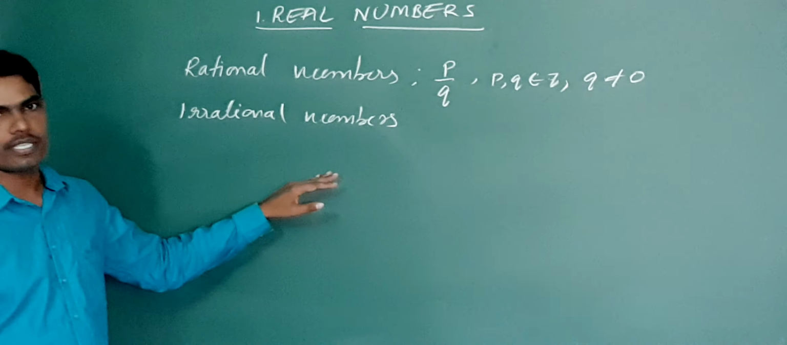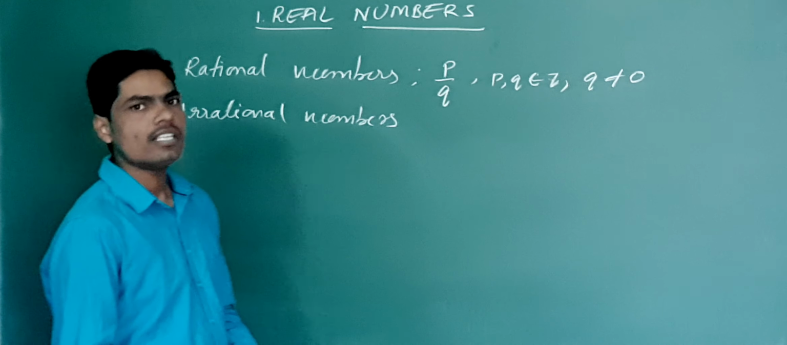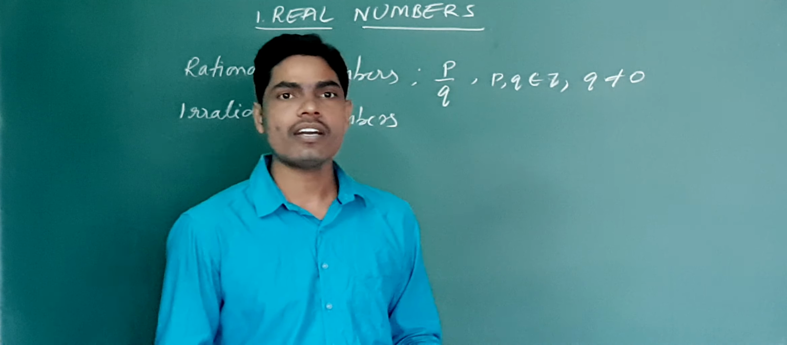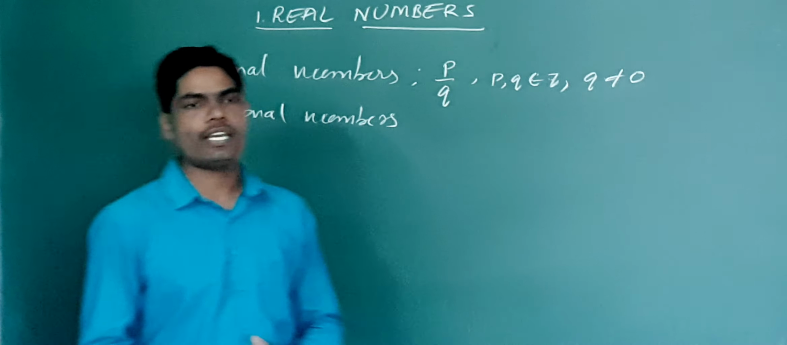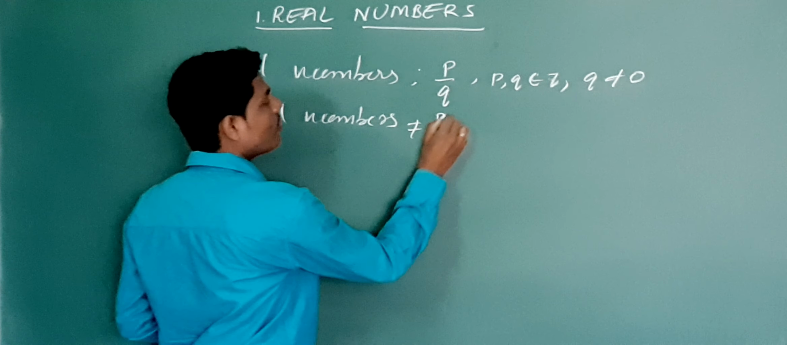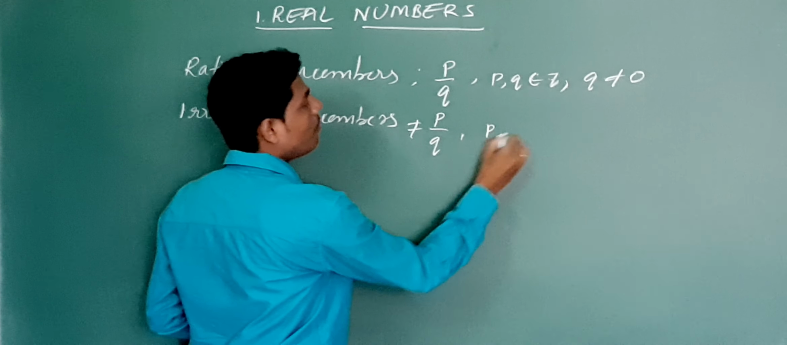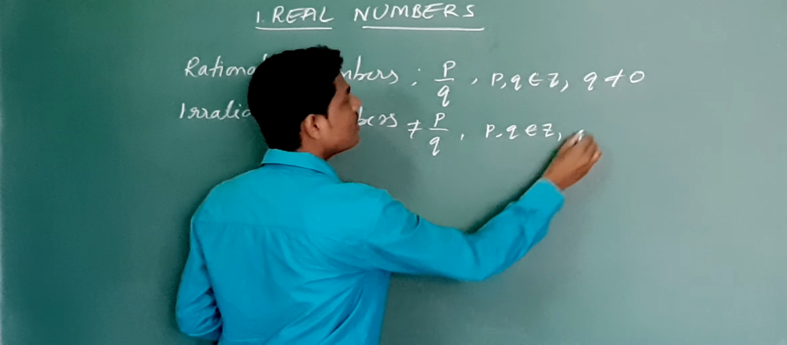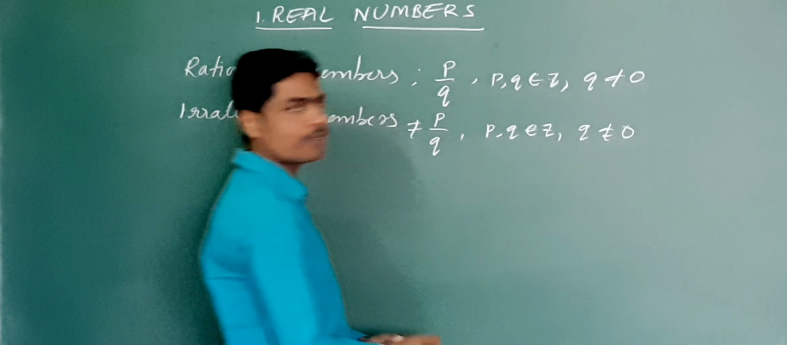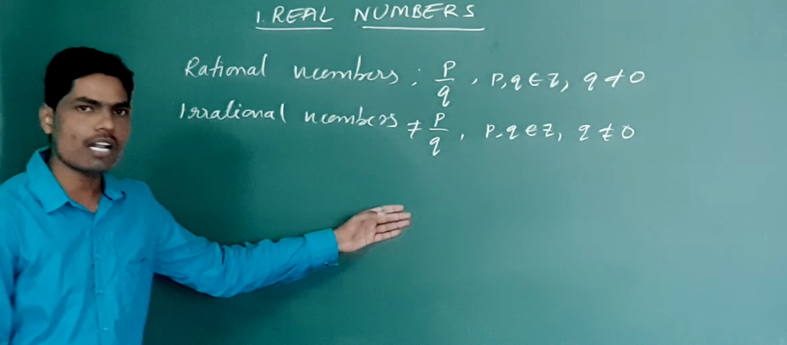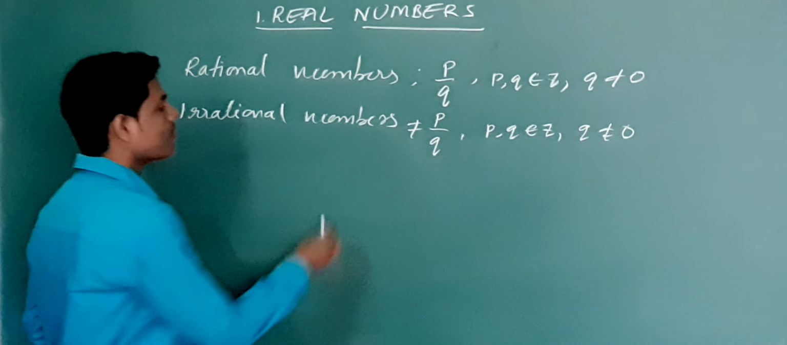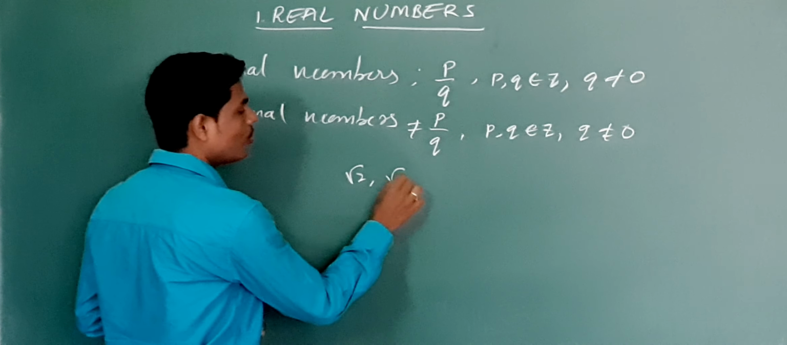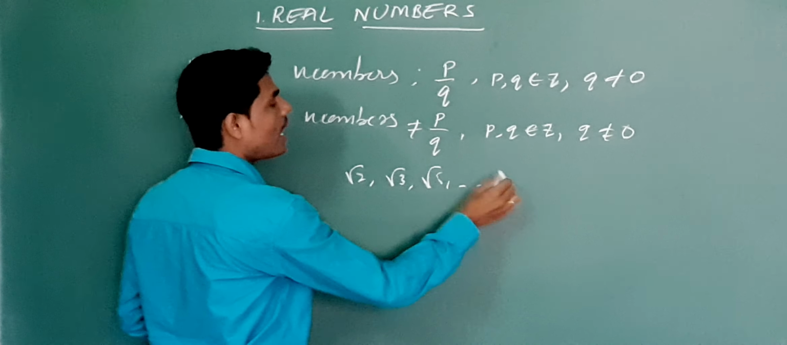Now, irrational numbers. The definition is the numbers which cannot be written in the form of p by q, where p comma q are integers and q is not equal to 0. For irrational numbers, examples are root 2, root 3, root 5 and so on.